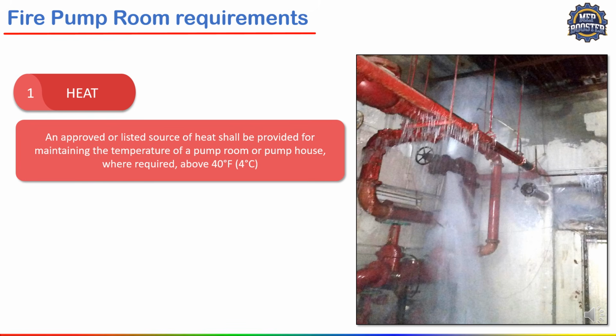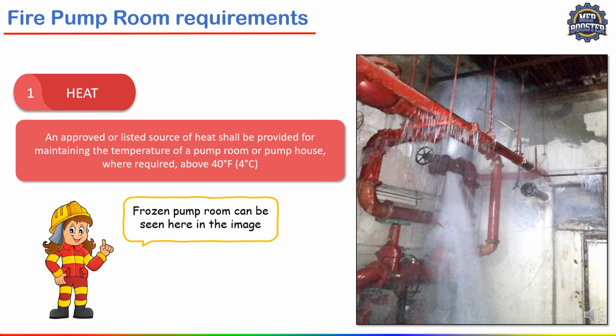And in warmer climate or where heat is generated by the pump or engine, provide cooling to prevent overheating. So for that you need to install air conditioning unit or cooling system to maintain an optimal temperature. Is it clear? Here you can see the frozen pump room can be seen in this image. Why? The reason is the same. Here we have to properly manage the heat, as I discussed.